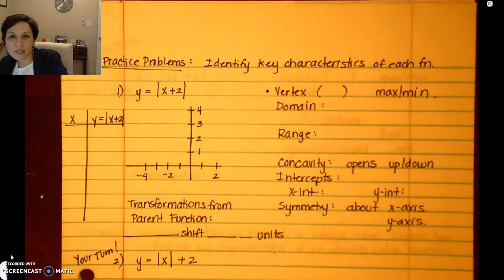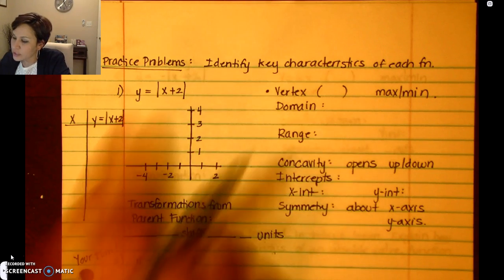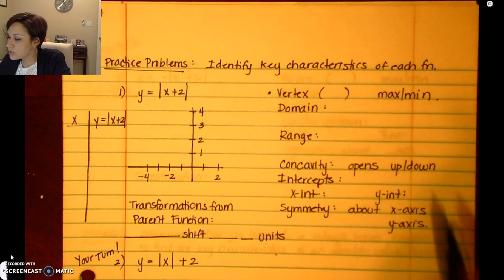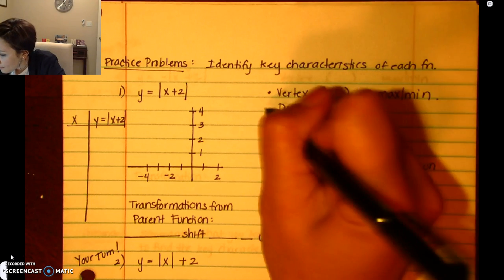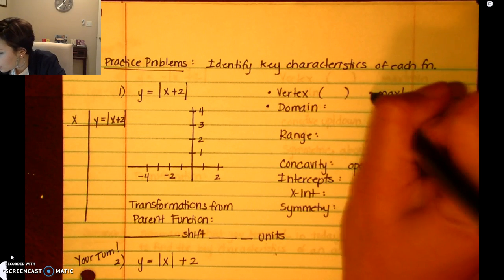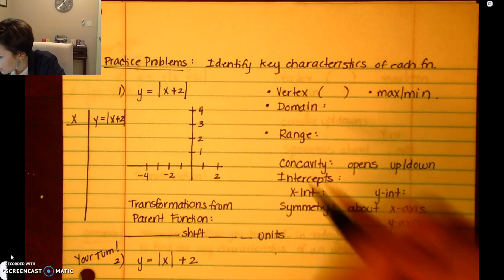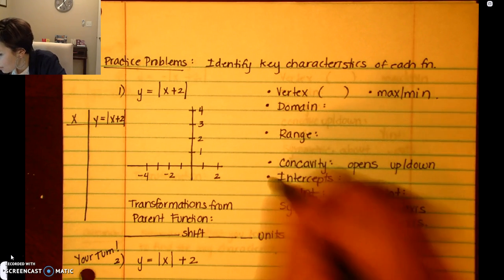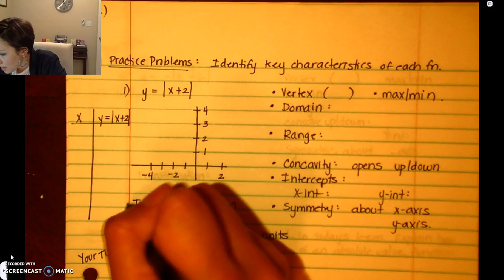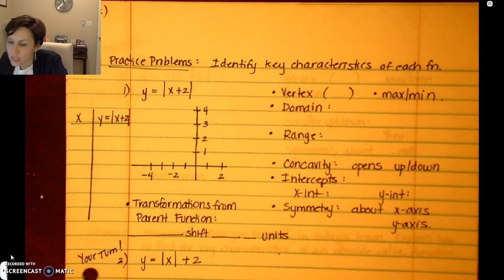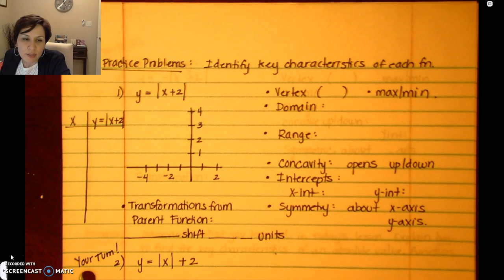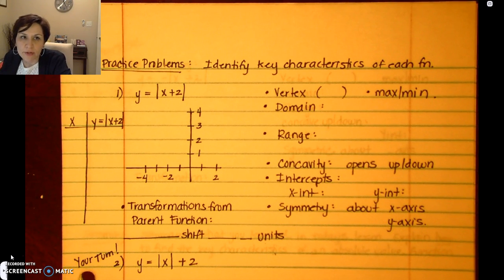We're going to identify the key characteristics of each function. Each function is a transformation of the parent function, but you're still going to figure out the same things: the vertex, the domain and range, whether it's a maximum or minimum vertex, the concavity, the intercepts, symmetry. We're going to add transformations, and of course I want you to do your table and graph for each function. If you look at number 1, this would be number 1.